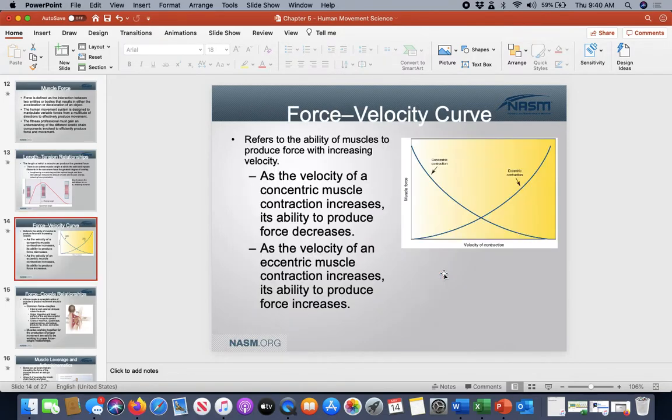On the other end of the spectrum, we have what we would call the force velocity curve, another relationship. What we're saying here is that it's really a relationship between force and velocity. So as something speeds up, the ability for force to increase is actually decreased.